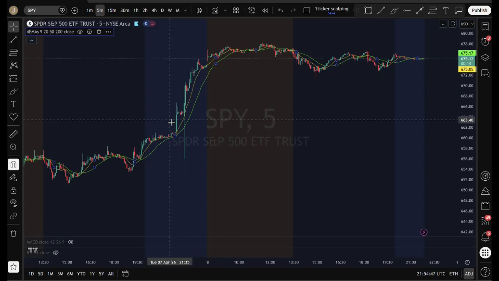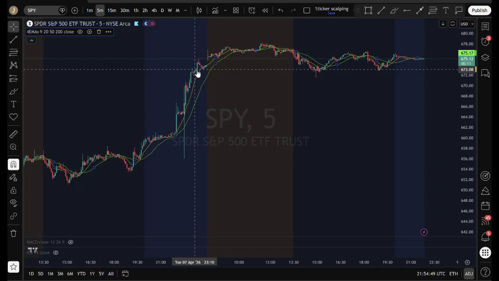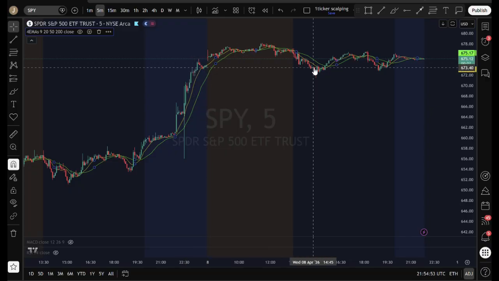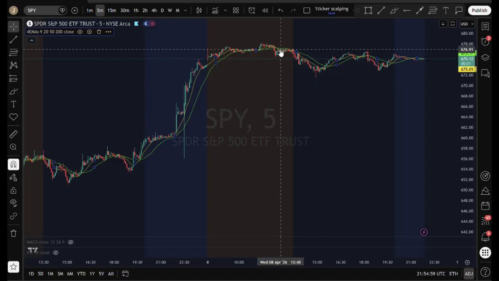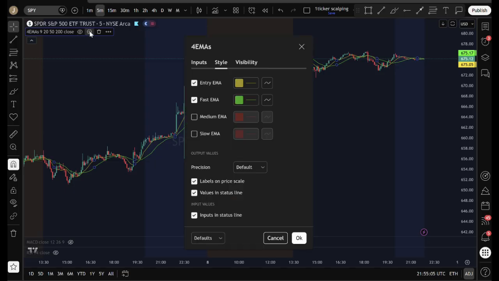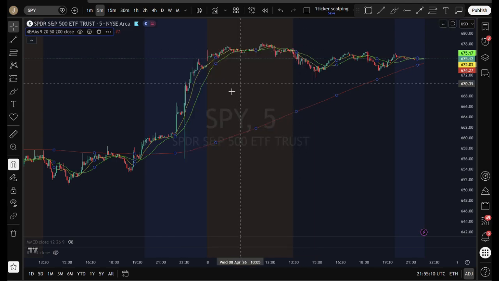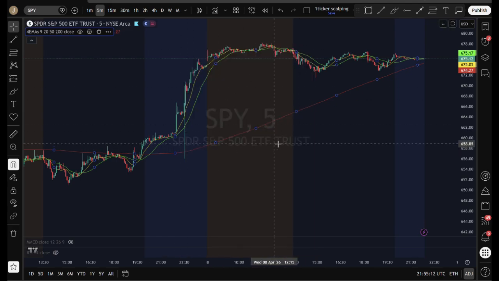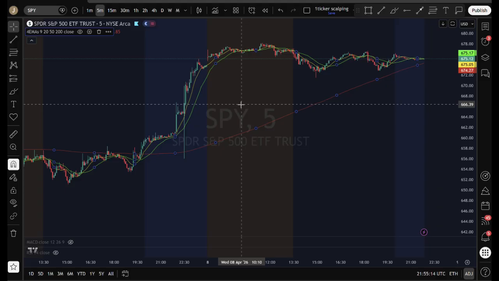And a lot of times, instead of chasing the price, if you just wait for it to come back to the 20 and see where it goes from there, that's clear confirmation. Now the 200 EMA is the slower one out of the three, and it usually stays down here at the bottom when we're on a bullish uptrend.